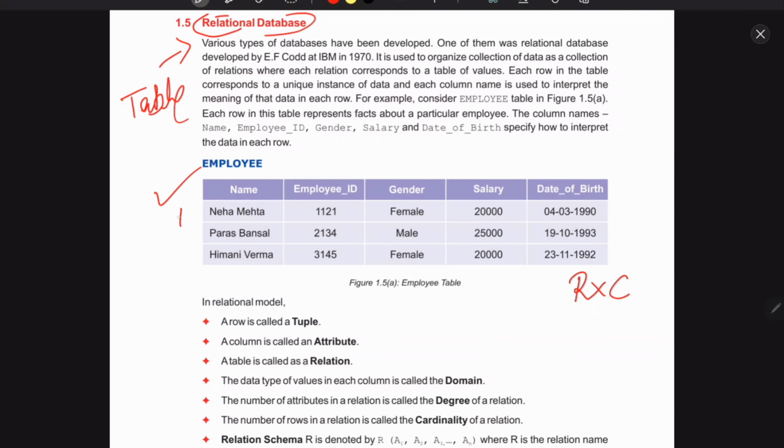How many rows we have? Row 1 2 3. And how many columns we have? 1 2 3 4 and 5. So we can say we have 3 rows and we have 5 columns. Totally we have 15 cells inside this one.